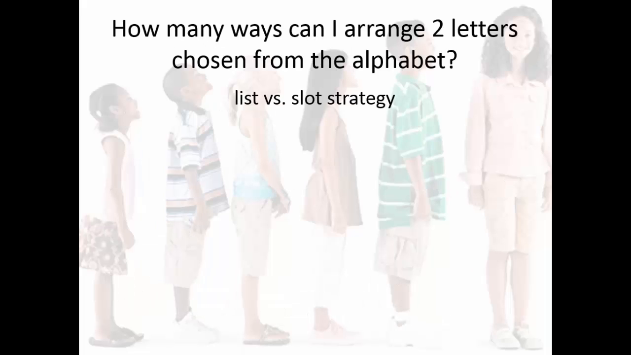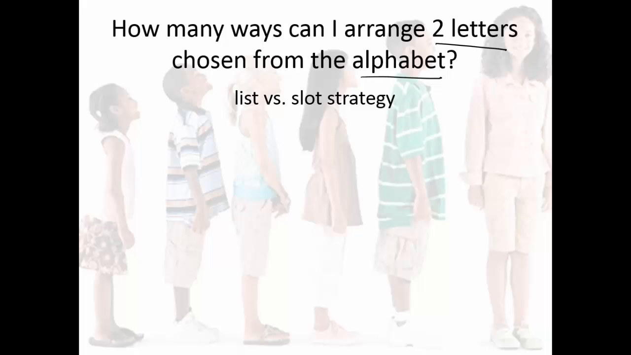Here's something kind of different. How many ways can I arrange 2 letters chosen from the alphabet? This is different because we are not rearranging the entire alphabet. What this means is if you could pick any 2 letters from the alphabet randomly, how many different arrangements of any 2 letters could you make from the alphabet?